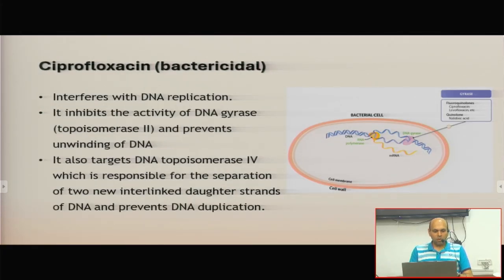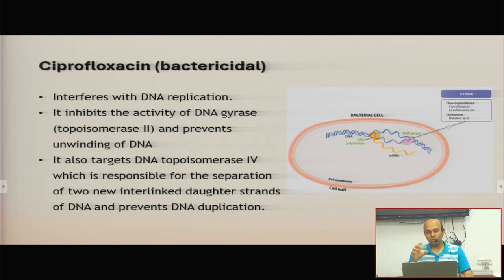Then we have got ciprofloxacin, which is from the fluoroquinolone category. You have the quinolones, and then you have the fluorine attached to the quinolones that converts them to fluoroquinolones. They are more powerful than quinolones. So there is a distinction between quinolones and fluoroquinolones. What ciprofloxacin is doing is it interferes with DNA replication. Everyone knows what DNA replication is, right?